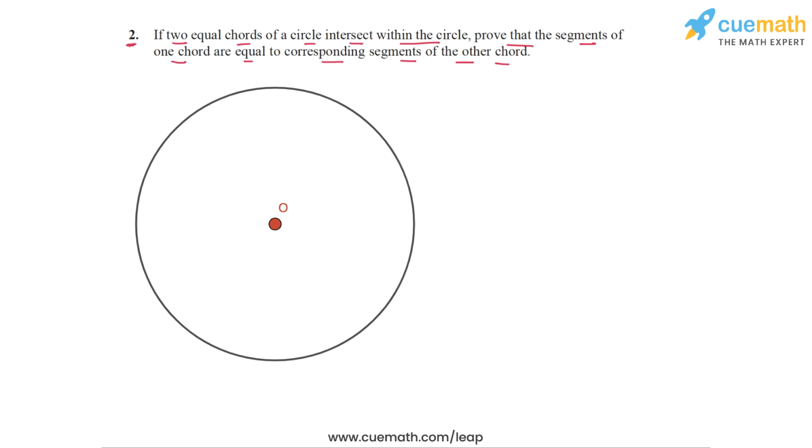Question 2 says that if two equal chords of a circle intersect within the circle, prove that the segments of one chord are equal to the corresponding segments of the other chord. So let's draw a figure so that we can understand this problem better. Here's a circle that we will use for this problem.